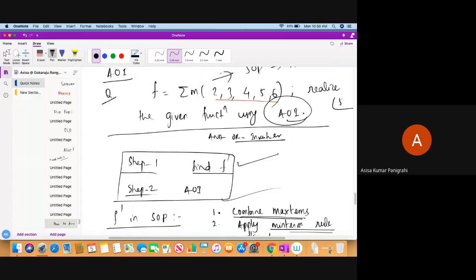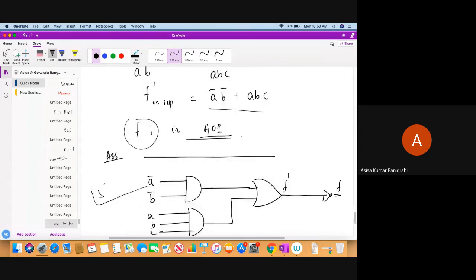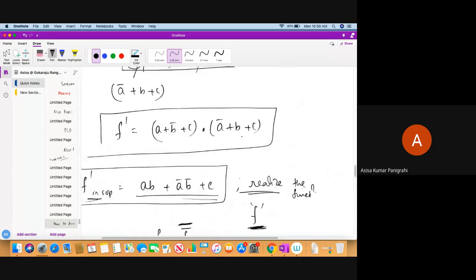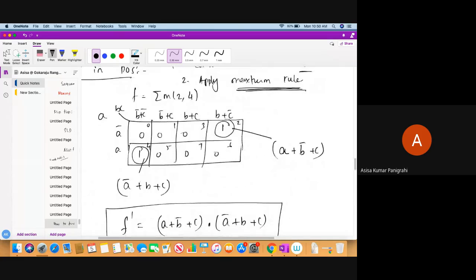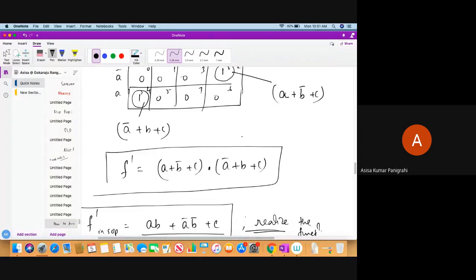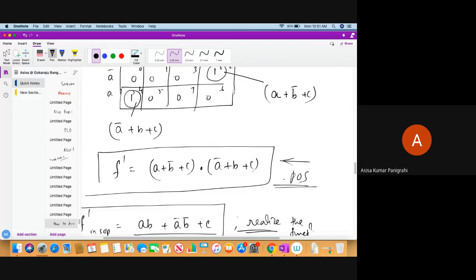Next, if the function is given in POS, what you need to do? You can easily find out what you need to do. Let's say we have found this function. We have f is summation of m 2, 4, for which we got f bar this much. This is my POS. Am I correct, friends? POS. So how to realize this POS?